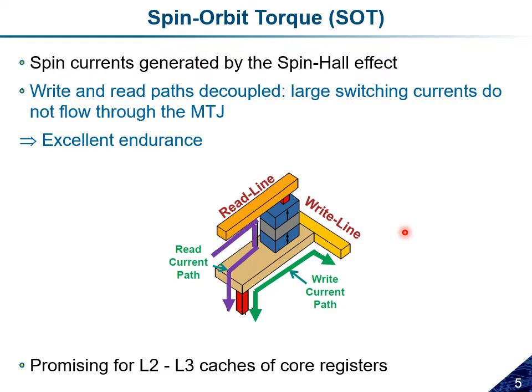An advantage of the spin-orbit torque switching is that the large current required for writing does not flow through the MTJ and through the barrier. As a result, this device shows an excellent endurance, and the spin-orbit torque switching is efficient. Even sub-nanosecond switching has been demonstrated, which makes it very promising for application in cache memories.